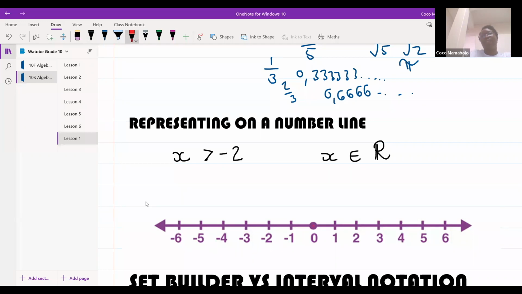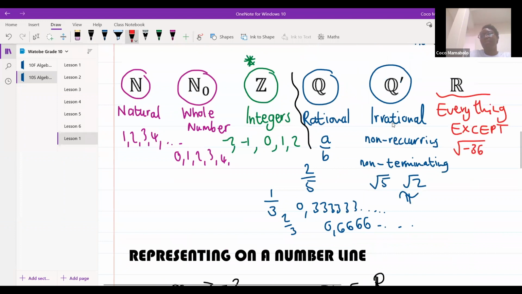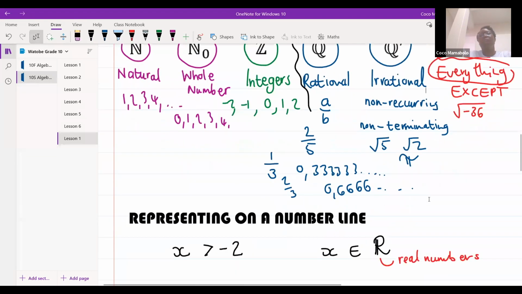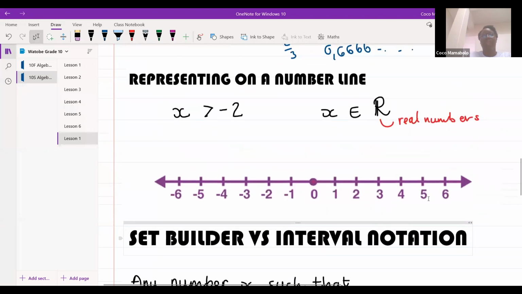R stands for real numbers. And if you remember, we just went through it over here. Real numbers means everything. All of these different numbers fall under real numbers. It's not that bad, I promise. If you're still a bit lost, you might need to rewatch the beginning of the lesson just to get an idea of what we're talking about.